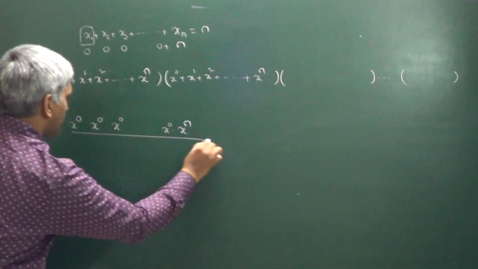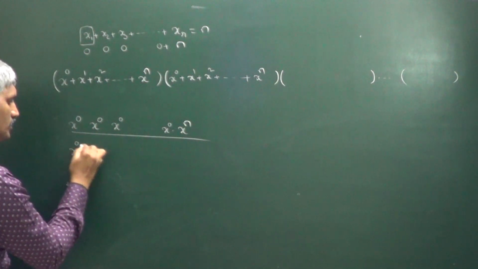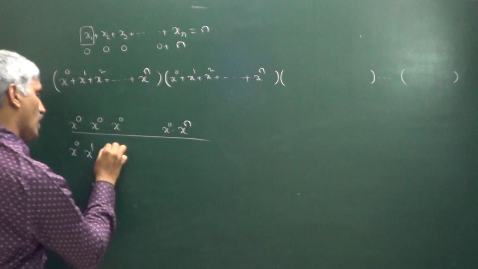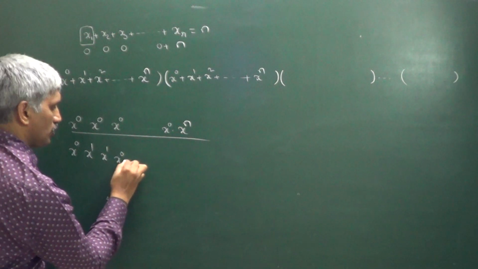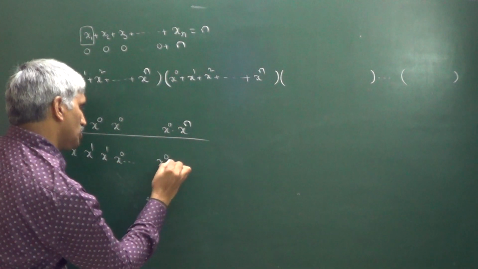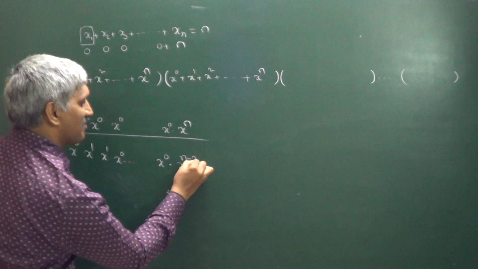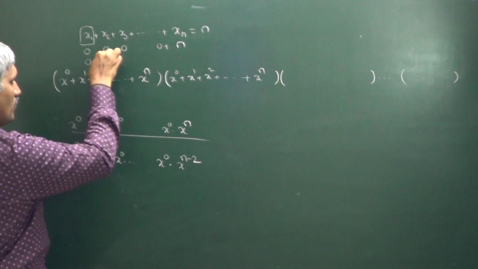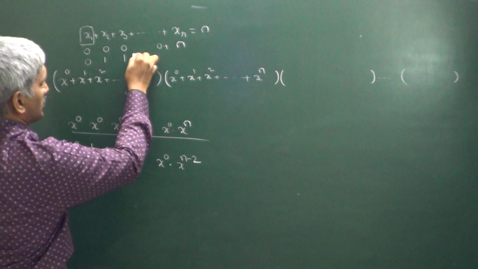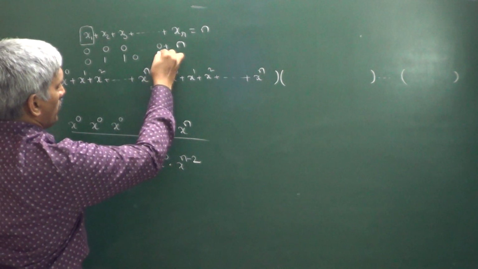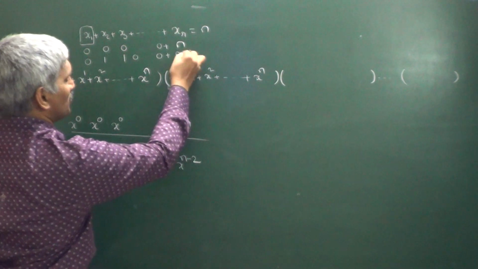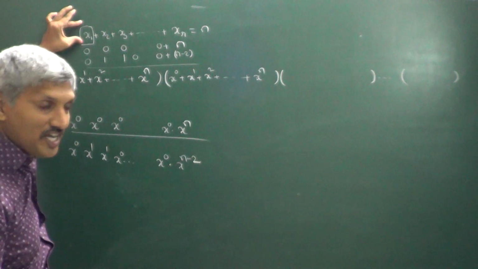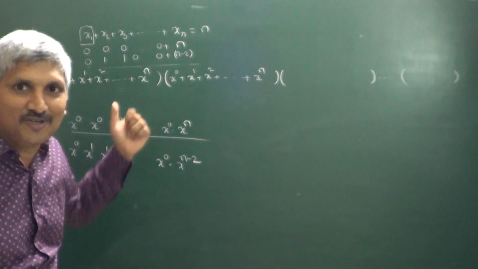Next, here x power 0 only. Next I am taking x power 1. Next I am taking x power 1. Next I am taking x power 0. Next also I am taking x power 0. Next I am taking x power n minus 2. So what is the meaning of this? Here 0, here 1, here also 1, next 0, next 0, but here we are taking n minus 2. You can observe this total sum we are getting is n or not. For this equation, this is also one of the solutions.